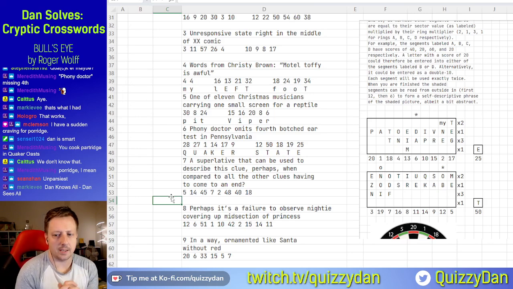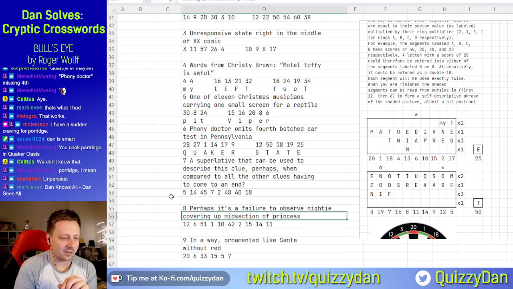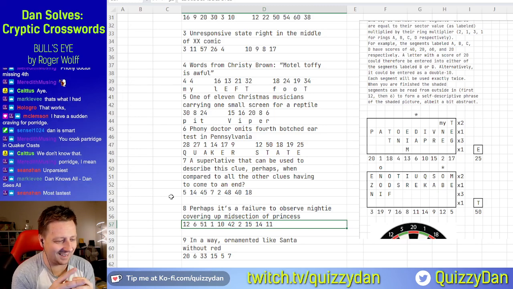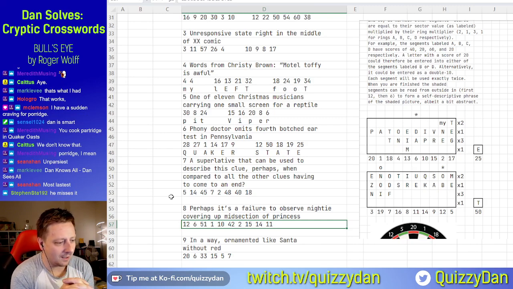I'm going to have a look at number 8. Unparsiest. Completely agree, Sean. Perhaps it's a failure to observe nighty covering up midsection of princess. It's a nice surface. Feels like the definition. To observe. Maybe C. Nighty. Gown. Covering up the midsection of princess is going to be NC. How many letters is that? That is 10 letters long.